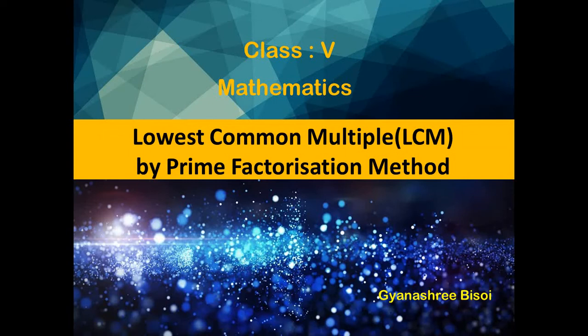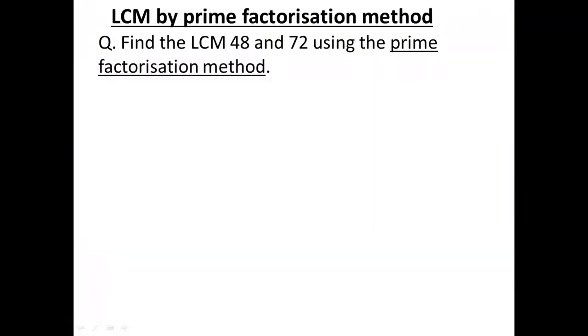Today we will study how to find LCM, that is lowest common multiple or least common multiple, by the prime factorization method. LCM by prime factorization method. Question: find the LCM of 48 and 72 using the prime factorization method.